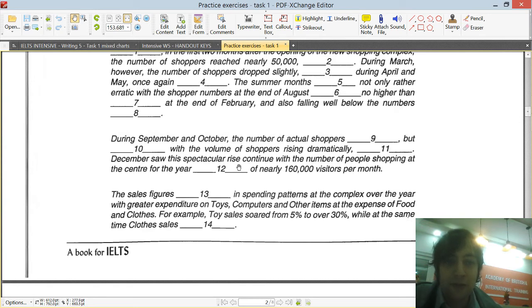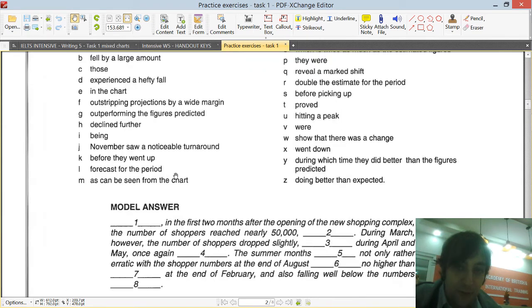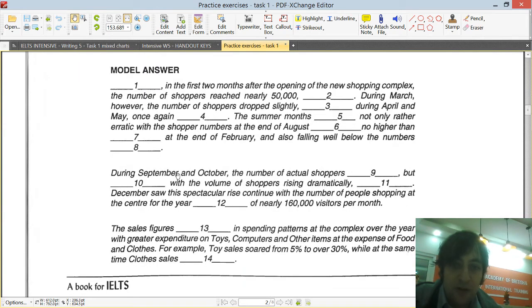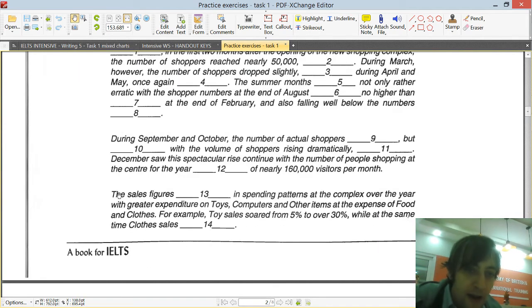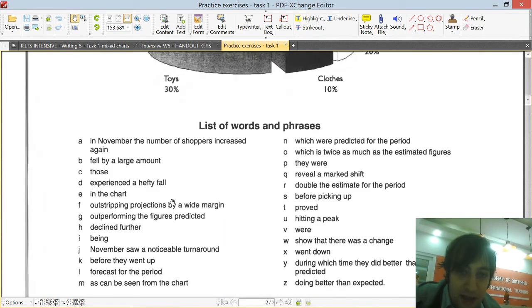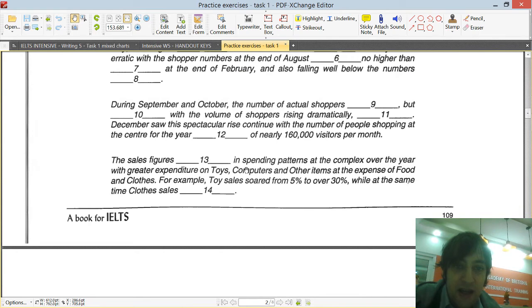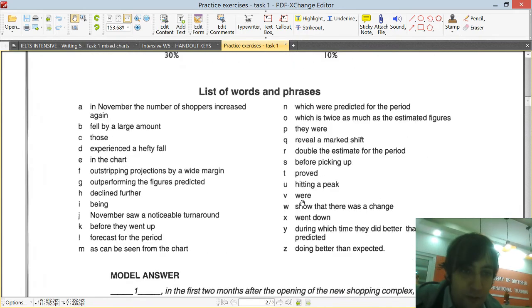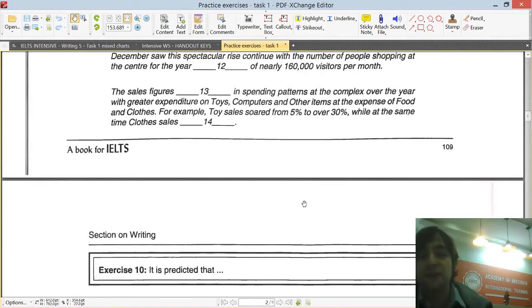December saw the spectacular rise continue with the number of people shopping at the centre for the year. And then for number 12 I had W. It showed that there were a change of nearly 160,000 visitors per month. The sales figures, for number 13 I had Q, reveal a marked shift in spending patterns at the complex over the year with greater expenditure on toys, computers and other items at the expense of food and clothes. For example, toy sales soared from 5% to over 30%, while at the same time clothes sales, let's have a look, I had D, experienced a hefty fall.